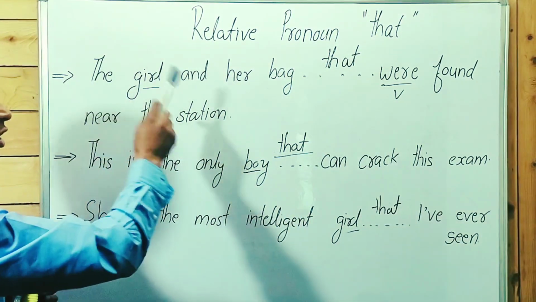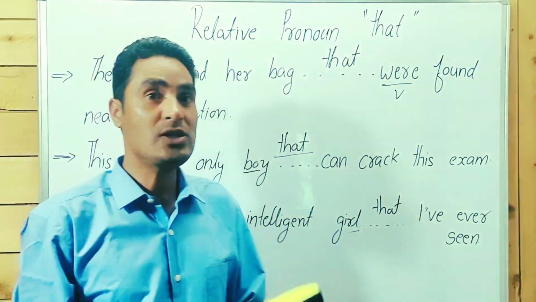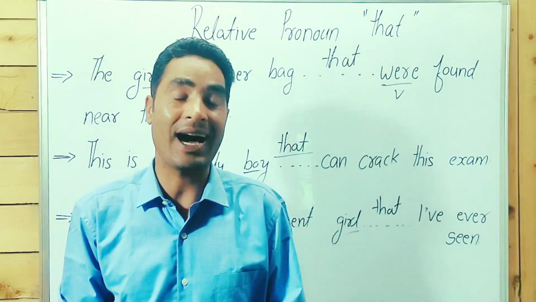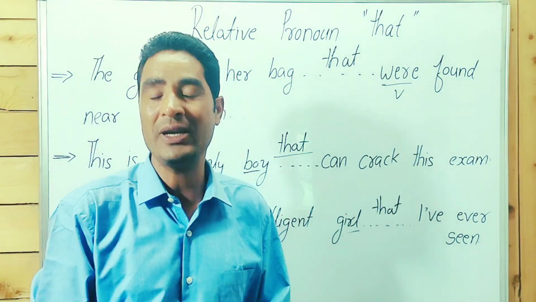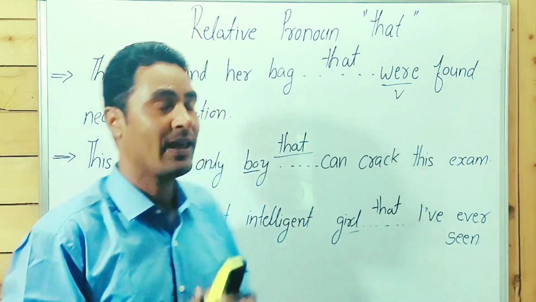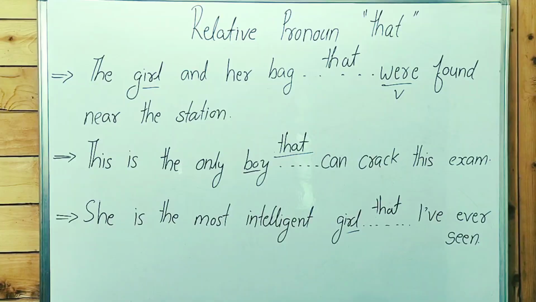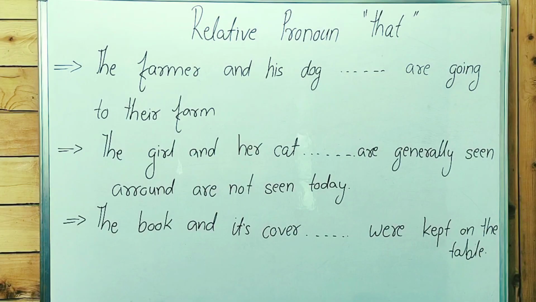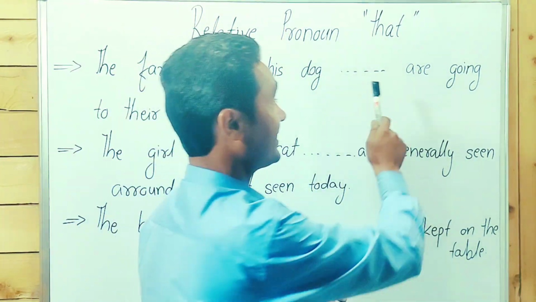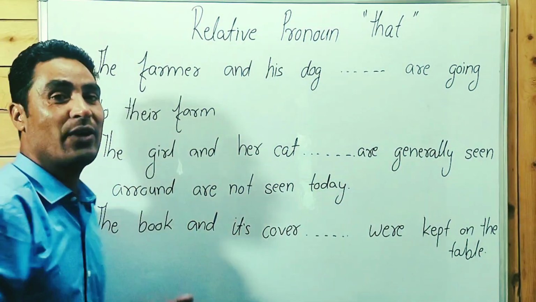Okay, uses of that when two antecedents are given in a sentence. One human being and second one is a non-human being. If you want to take a screenshot, you can take. Have a look at the word. Here are some examples. First, the farmer and his dog dash dash are going to their farm.